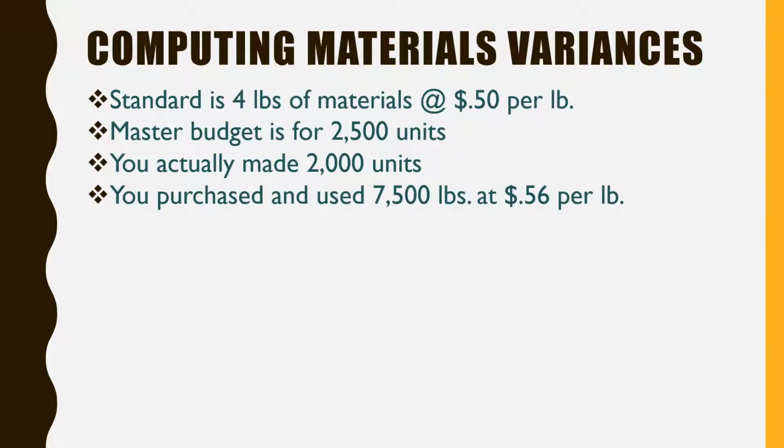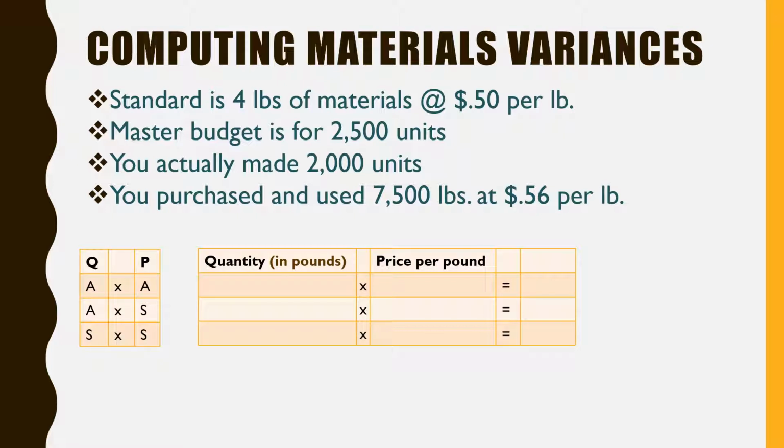So let's put this all together. This is the same information, including the master budget information. Again, you should know that's not relevant, so don't use it. It's just there to see if it can confuse you. We're going to use that same table. And so the quantity, again, the quantity is related to whatever variance you're doing. So the quantity of materials used. In this case, we used the metal, which was measured in pounds. So it's the quantity in pounds.